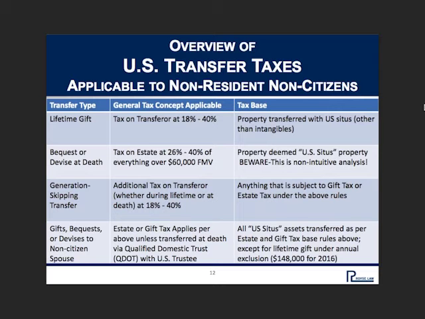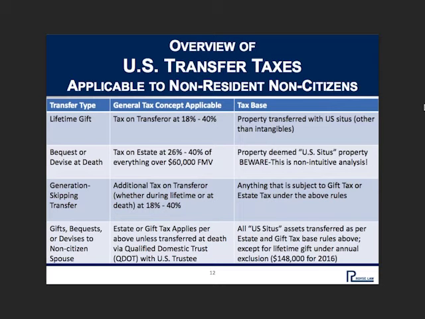The same thing is true with respect to a bequest or devise at death. So in other words, if I am a citizen and resident of China and I die and I leave my assets to my children who live in, fill in the blank, another country, the U.S. government may in fact still tax my estate to the extent I have given assets that are considered to be U.S. situs assets, and we'll talk more about that.